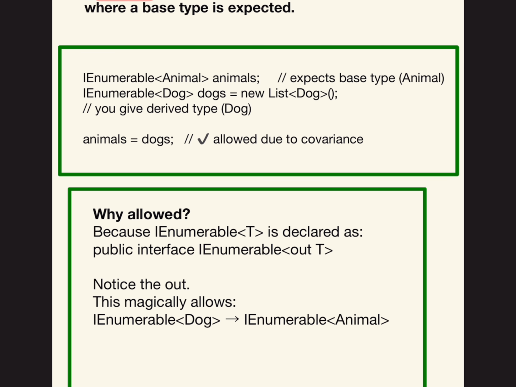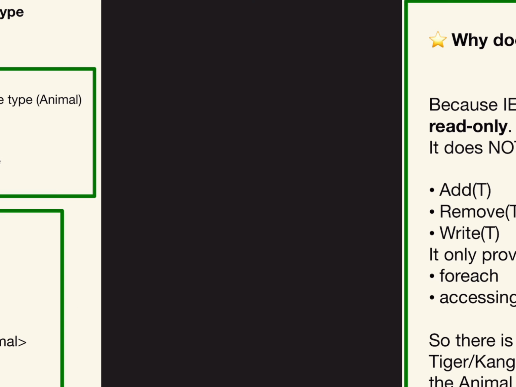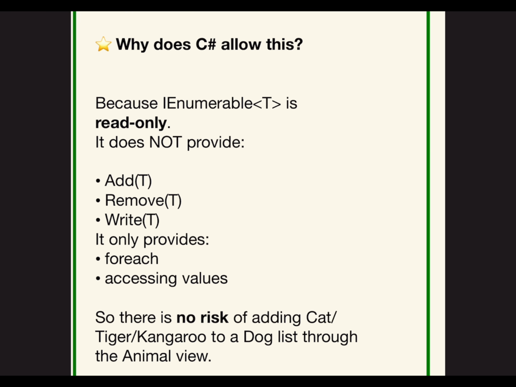So why is it allowed? Because of this out parameter. Notice the out. If you see this, IEnumerable of T does not provide add, remove, or write. It is read only. So there is no risk of adding or manipulating the list, which was corrupting our dog list.